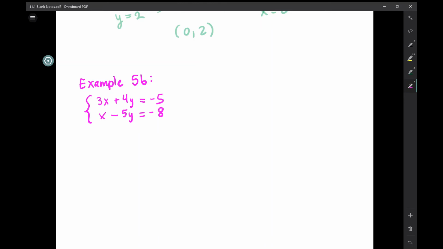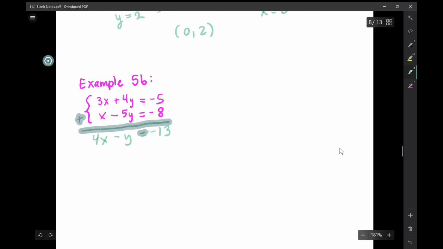All right, you can see from this one, if I tried to add down right away, in fact, let's just go ahead and do that. If I tried to add down right away, nothing good's going to happen here because I get 4x minus y equals negative 13. Well, none of the variables dropped out, so I'm not any better off than I was before. I can't solve this for one of the variables because I still have an x and a y. So that isn't useful right off the bat.